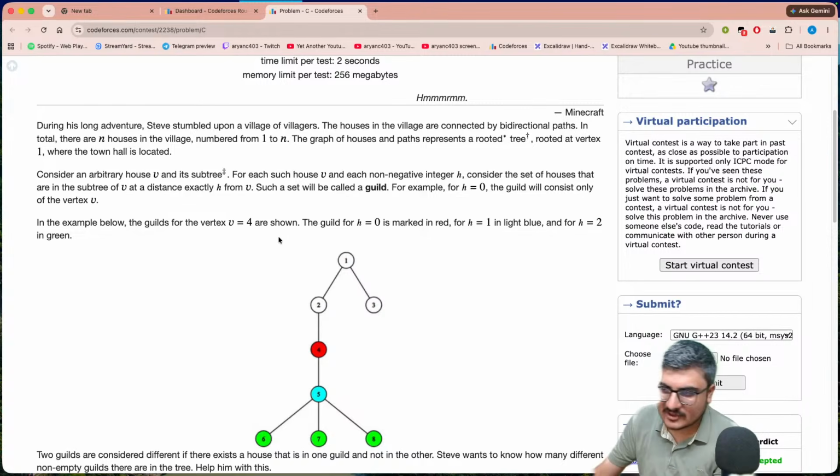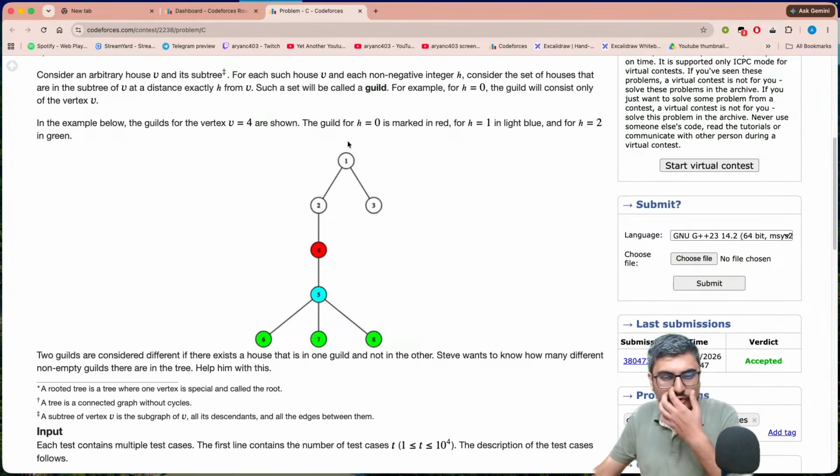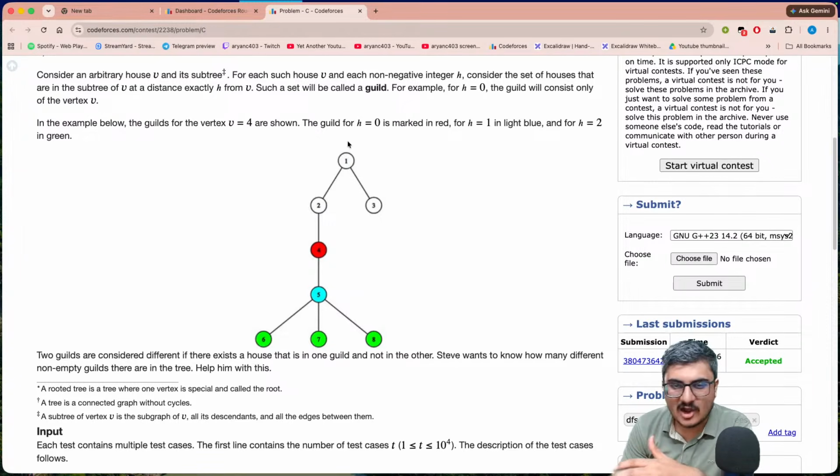To make a long story short, you have to choose two variables. You have to choose a node and an integer height h. Then in that node's subtree, you look at all the nodes that are at distance h from that node, and you select those nodes. The problem asks, can you find how many different sets of elements you can choose?